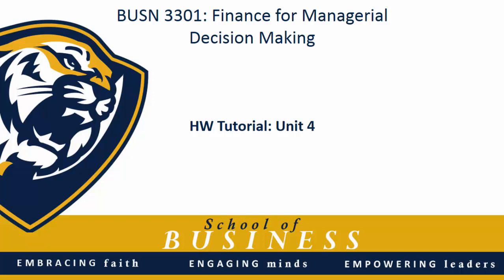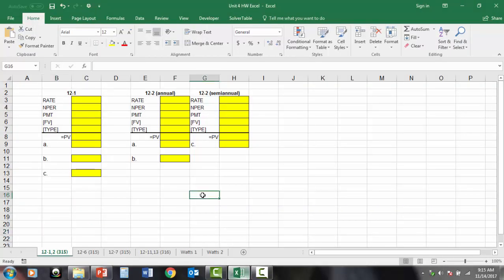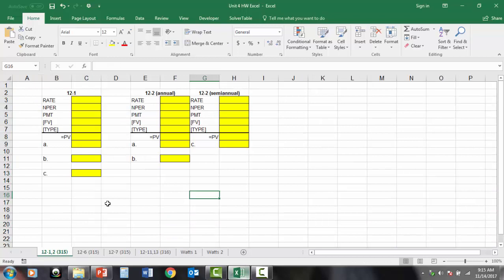Once again, it's time for another homework tutorial. This time, Unit 4, we're going to be doing some valuation problems in Excel. So let's open up the Unit 4 homework Excel spreadsheet. I've got everything templated here, pretty nice. So this will be pretty quick and easy once we know how to work the basic problems.